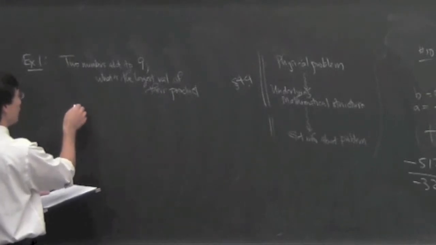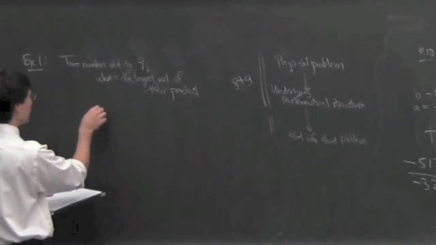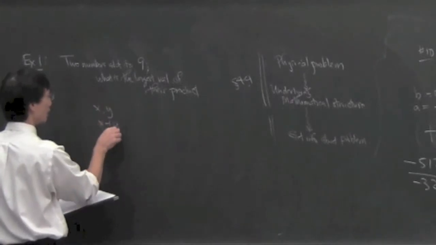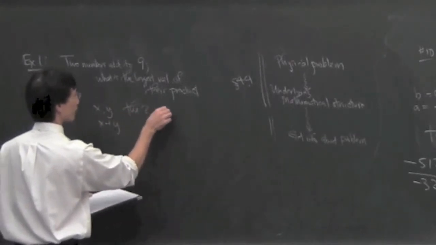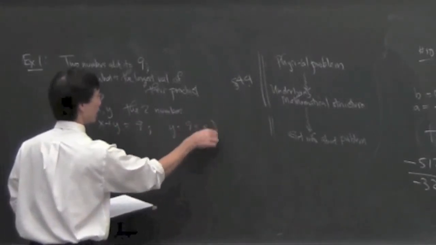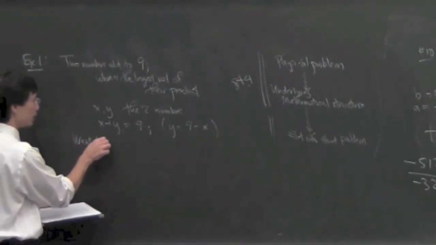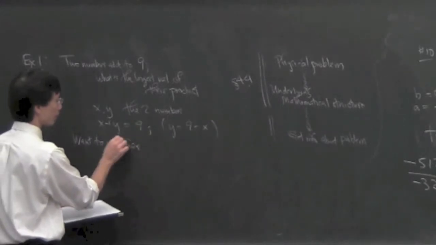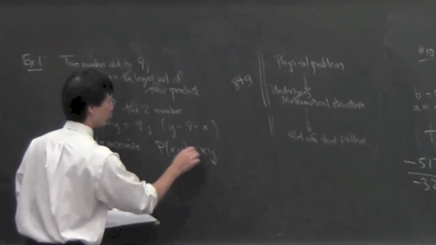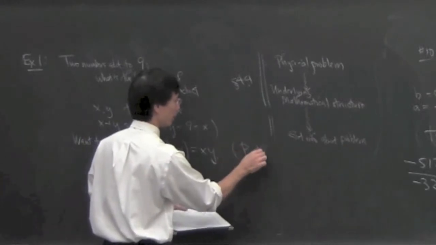We have to play the same game we did last time, right? We have two numbers, x and y, that add to 9. x plus y equals 9. In other words, y is 9 minus x, right? And we want to maximize x times y, the product. Let's call P the product.